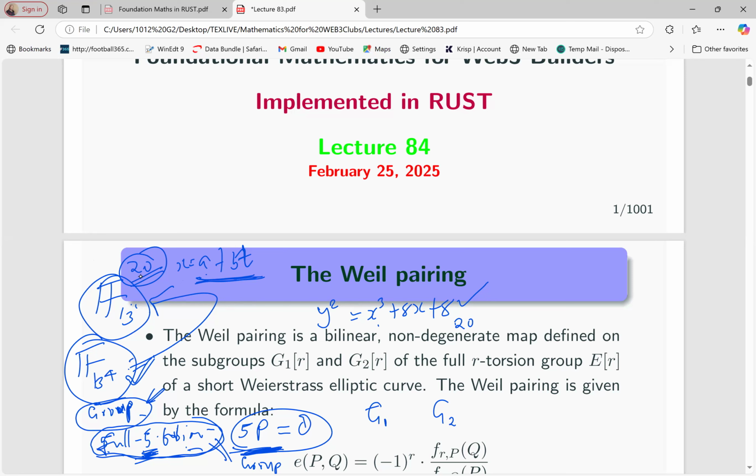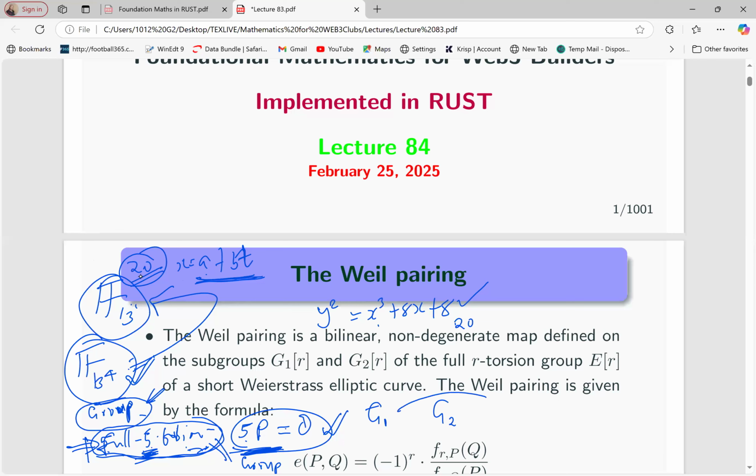What we're interested in is the part of these points that satisfy this property: 5P is a point at infinity. So we've attained the full 5 torsion, but again, we are not interested in all of them. We're just interested in the 2 subgroups of this. The first subgroup, we shall call it G1.